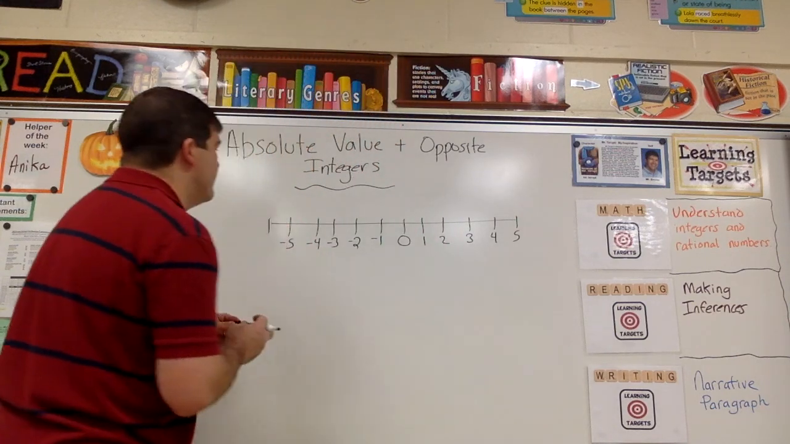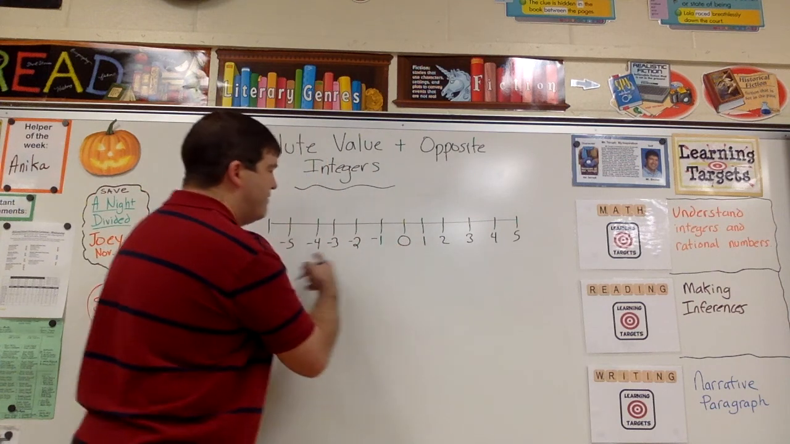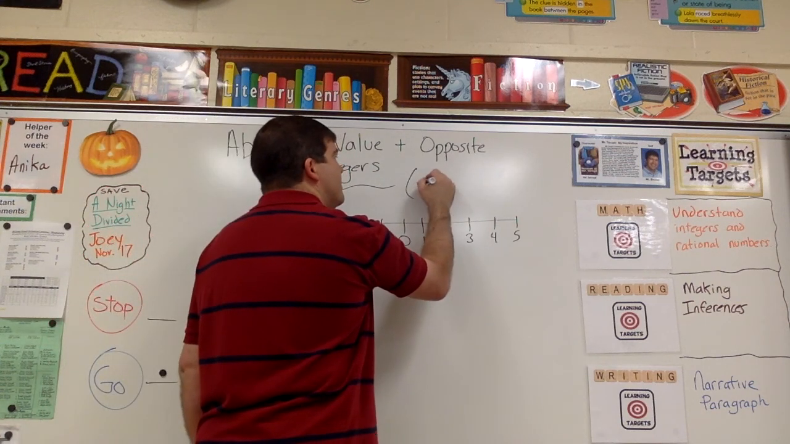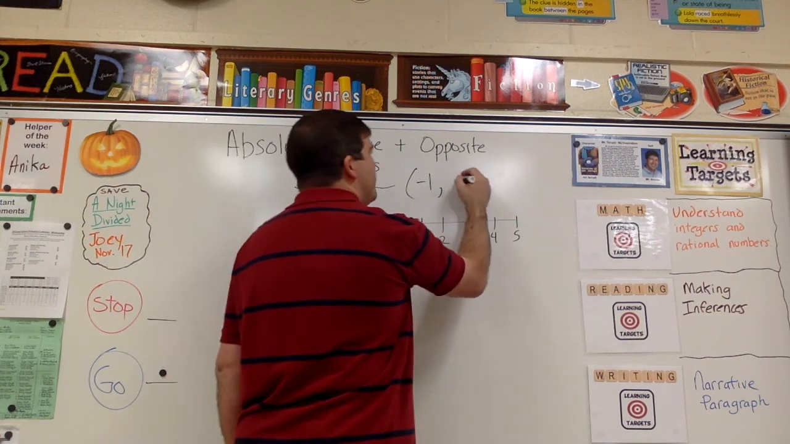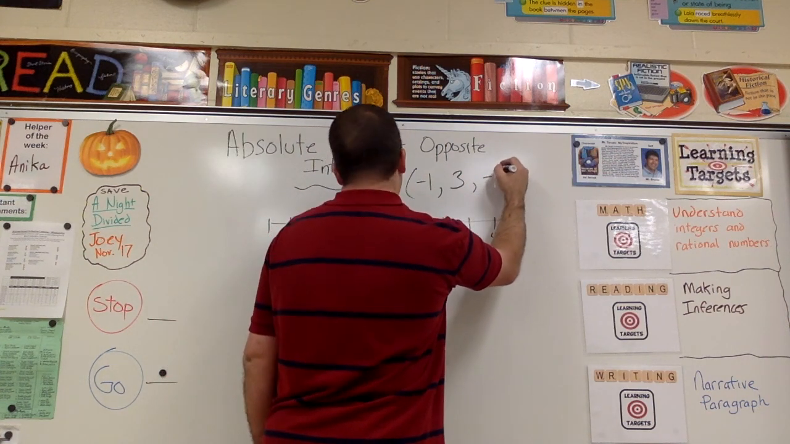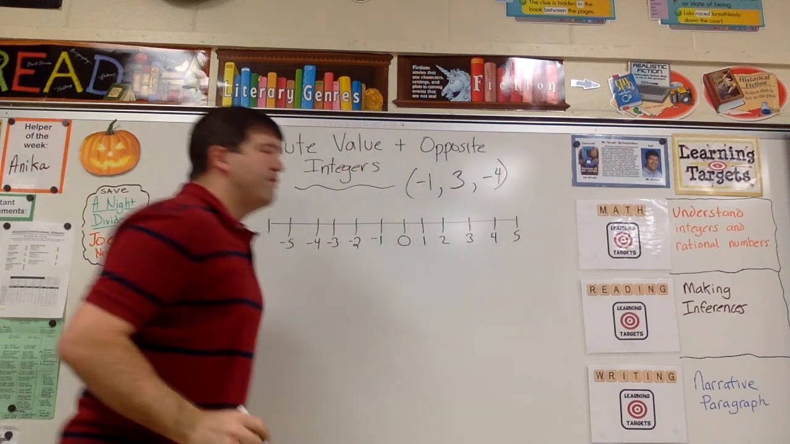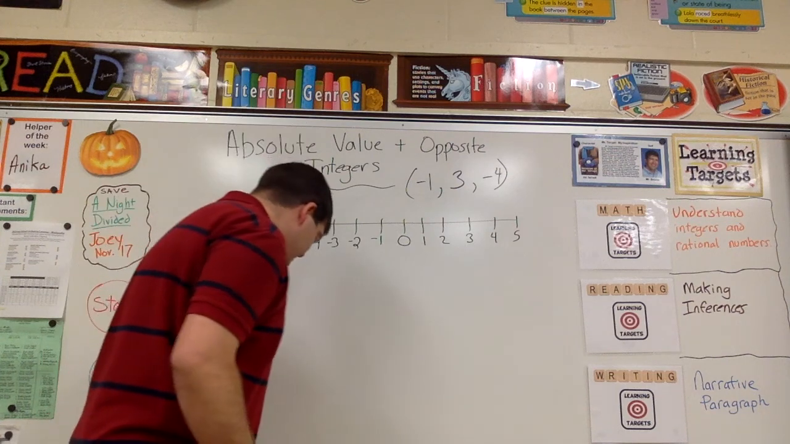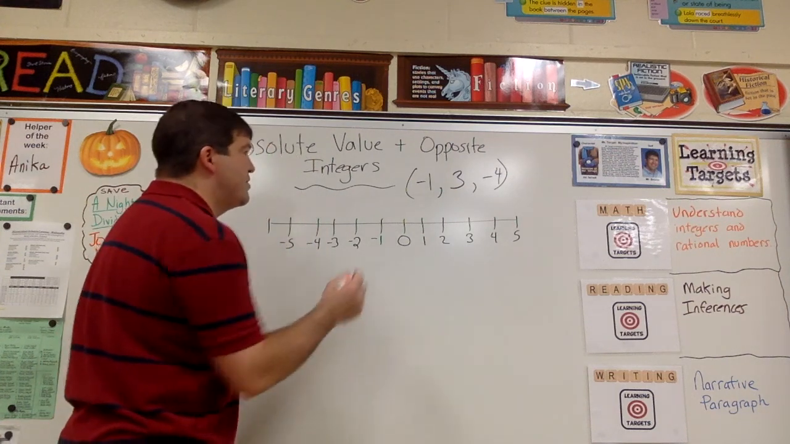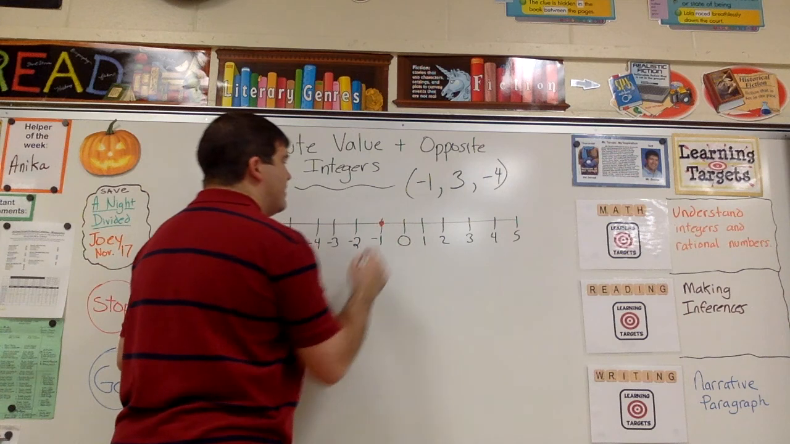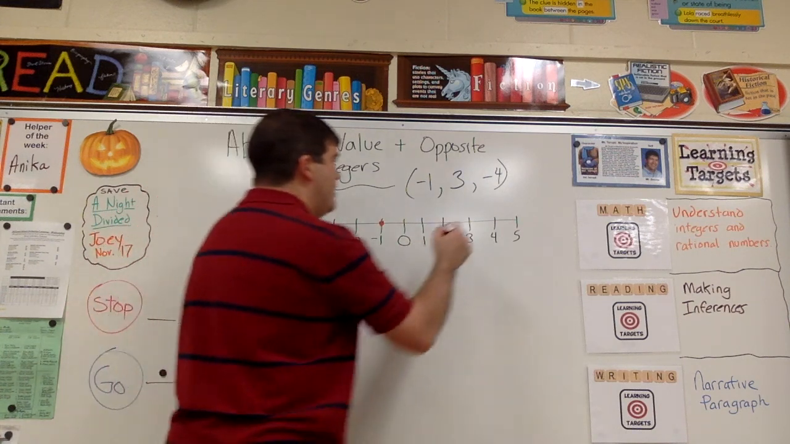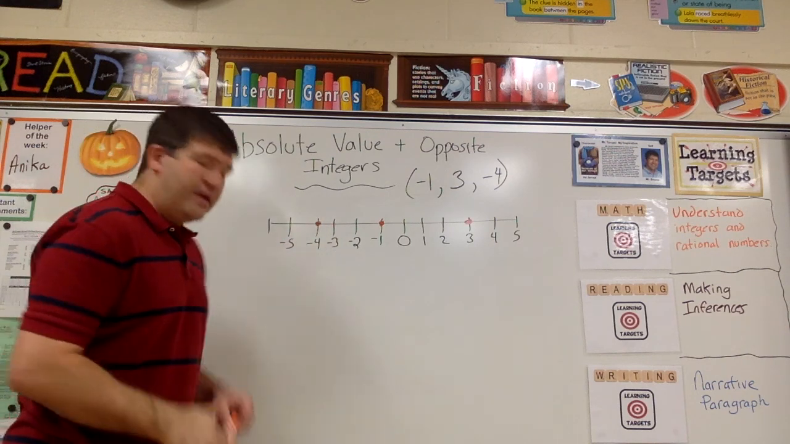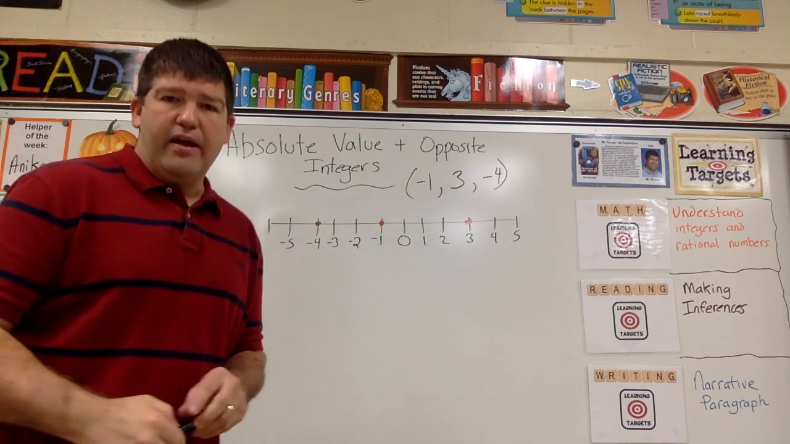Absolute value is, say I have, here's my number line, and say I have an integer group of maybe I have -1, maybe I have 3, and -4. So I have those three integers. I'm going to plot them on the graph. So get my orange, -1 is going to go right there. 3 is going to go right here. -4 is going to come right here. So I have my three integers plotted on the graph.